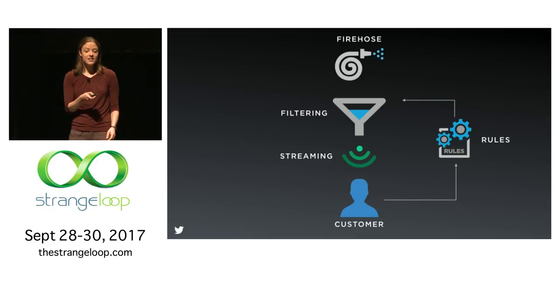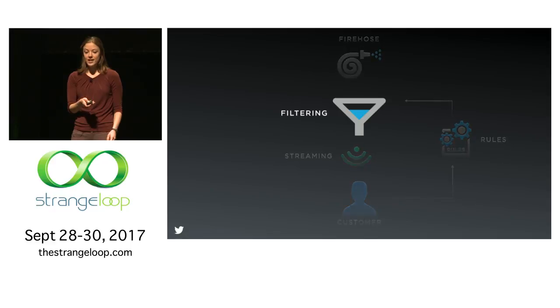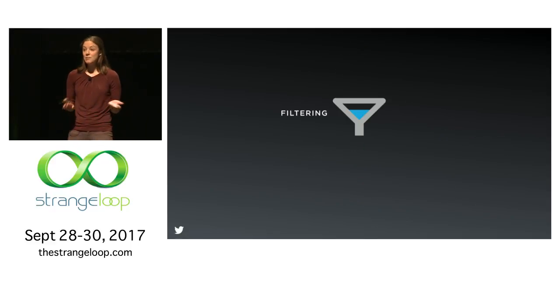So the first piece that I'd like to dive into is the filtering layer. As I mentioned, we're processing thousands of tweets per second, and that's just our base volume. We also have to be able to handle large events, like a big sporting event like the Super Bowl, where a lot of people are tweeting more than just our base volume. And so we have to figure out how to make this scale.